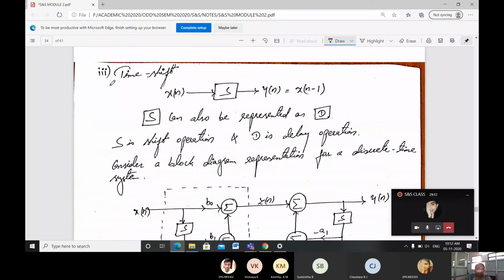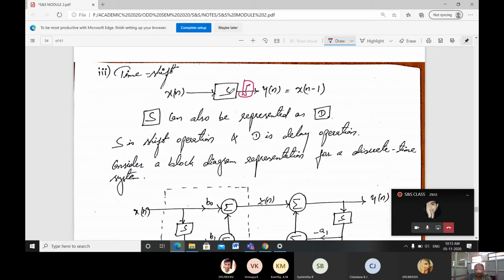Next, the third one is the time shift. It is represented in a box, a small delay that we call S. The input is x of n and the output is y of n, which is equal to x of n minus 1. How many delays there are depends on how many S you write. If I write only one S, it means n minus 1. If I write one more S in a cascade manner, then it will be x of n minus 2. Two times it is delayed. N minus 1 means it is delayed by one position.